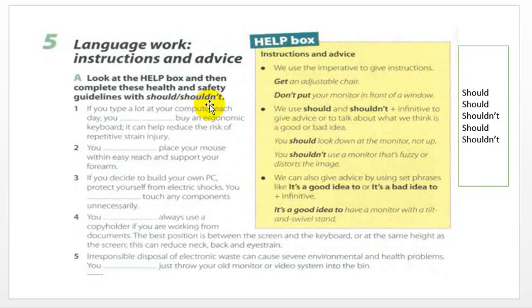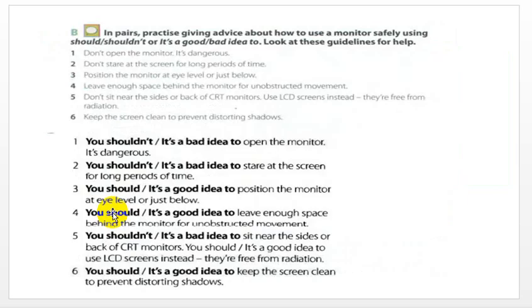Okay, please work on it yourself. Here is the answer key for these sentences. Please check and do it yourself. Here we have another exercise. You can do it yourself. This is the answer key for this exercise. For example, don't open the monitor, it's dangerous. Here is the advice: you shouldn't open the monitor, it's dangerous. It's a bad idea to open the monitor, it's dangerous. Do the rest yourself.